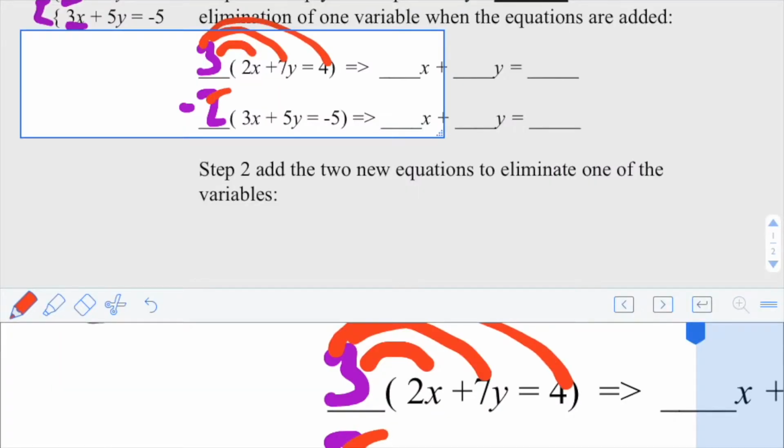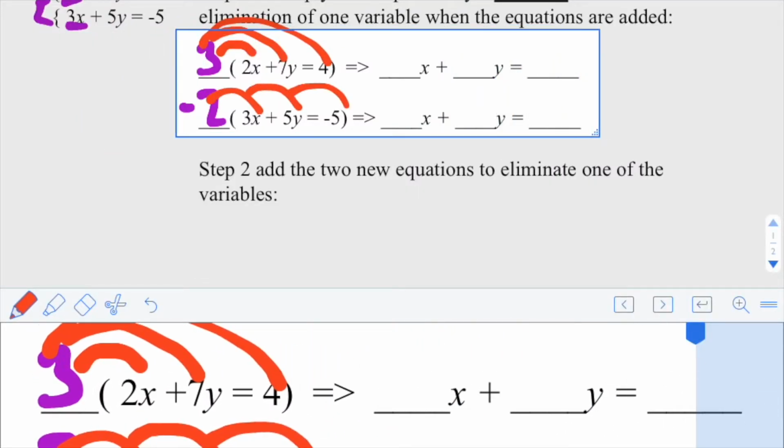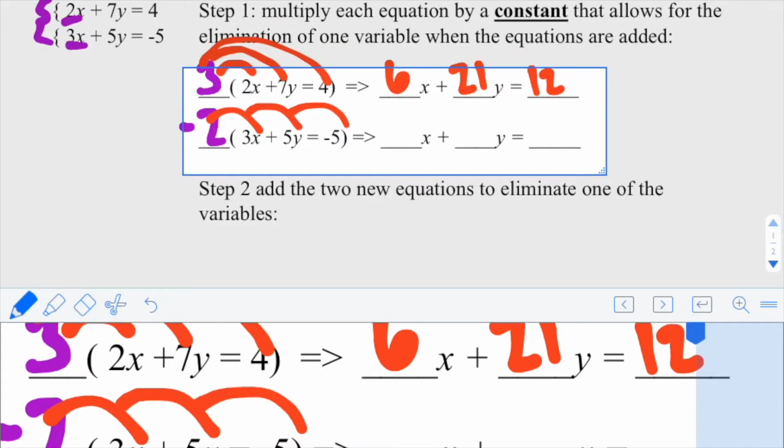After distributing these, we get our new equations, which is 3 times 2x, which gives us 6x, and 3 times 7y, which gives us 21y, and 3 times 4, which gives us 12. Negative 2 times 3, which gives us our negative 6x. Negative 2 times 5y, which gives us our negative 10y. And then negative 2 times negative 5, which gives us a positive 10.